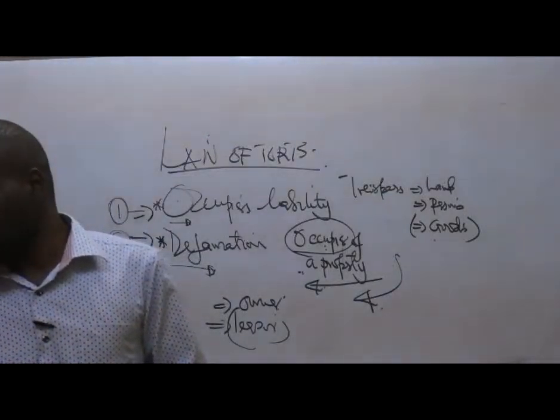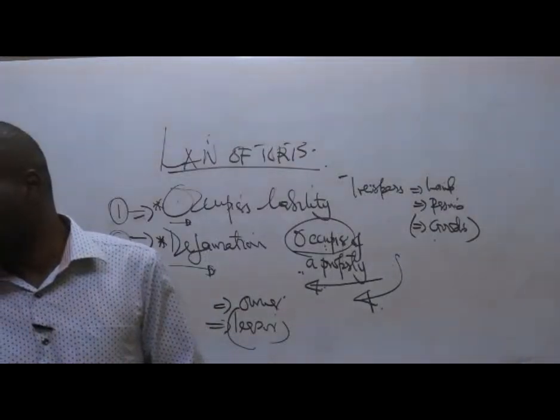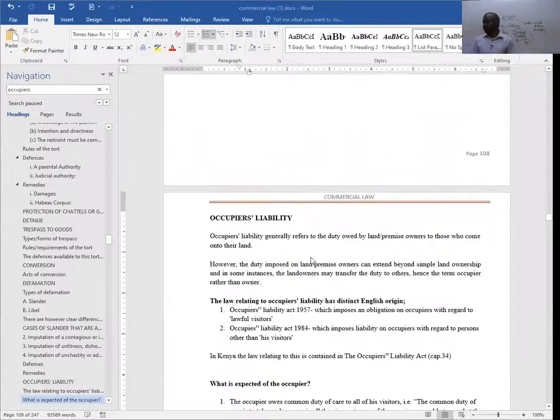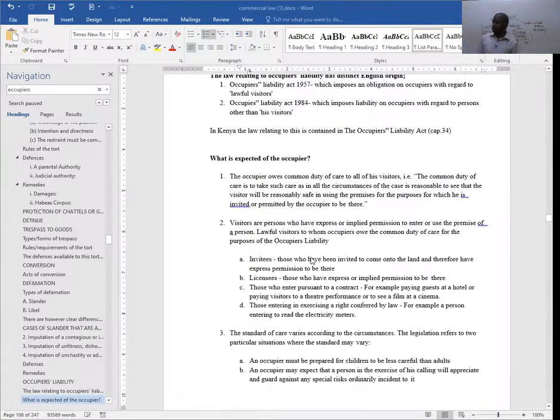In short, let me just share. Occupiers liability generally refers to the duty owed by land or premises owners to those who come onto their land. That duty is expected of a person occupying land or a particular premise. What are the expectations? The occupier owes a common duty of care to all his visitors, to ensure their safety.